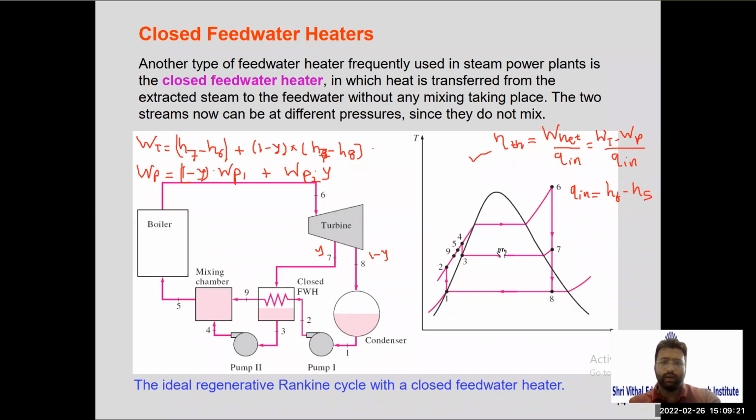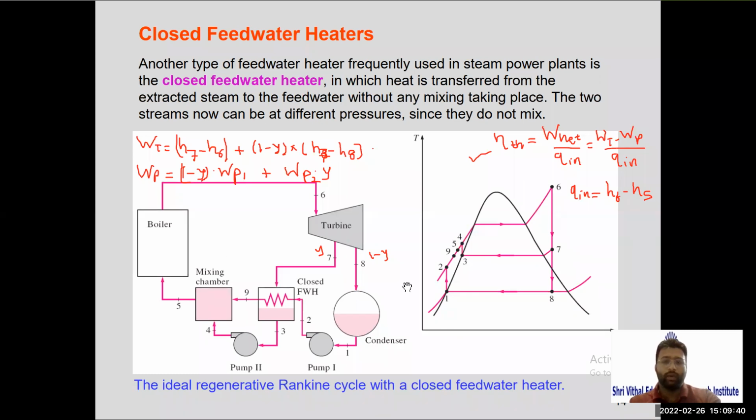Again, I will explain this part. 1 to 2, water is pumped in pump 1. Then it is passed to the closed feed water heater where it is heated, so it is heated from 2 to 9. Again, we have point number 3. In point number 3, it is pumped to point number 4 with pump number 2.